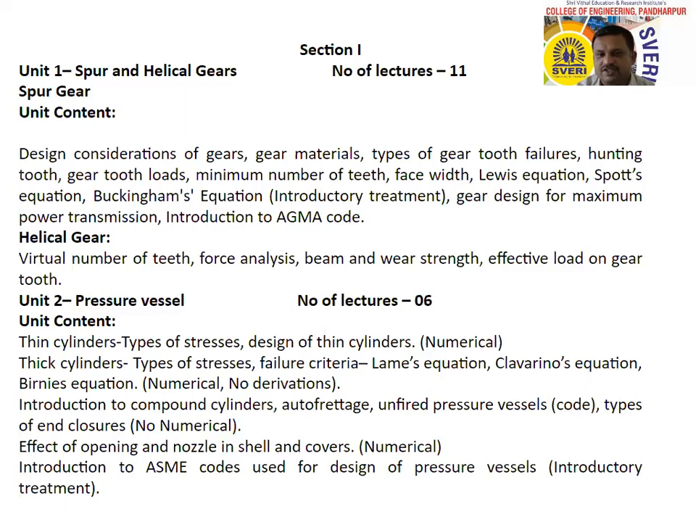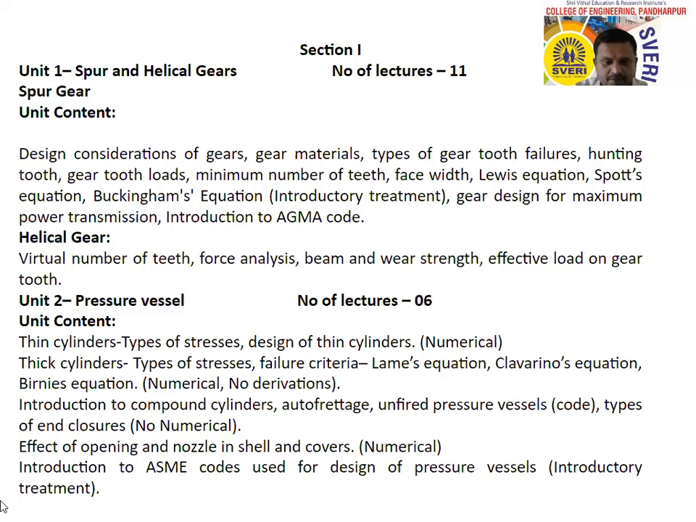Then unit 2nd, pressure vessel, number of lectures 6. Its unit content is thin cylinders, types of stresses, design of thin cylinders. It is a numerical treatment. Then thick cylinders, types of stresses, failure criteria. In failure criteria, 3 criteria are there: Lame's equation, Clavarino's equation, Birnie's equation. It will consist of numerical problems. Then next is introduction to compound cylinders, autofrettage, unfired pressure vessels code, types of end closures. Now, for the types of end closures, there is no numerical treatment.